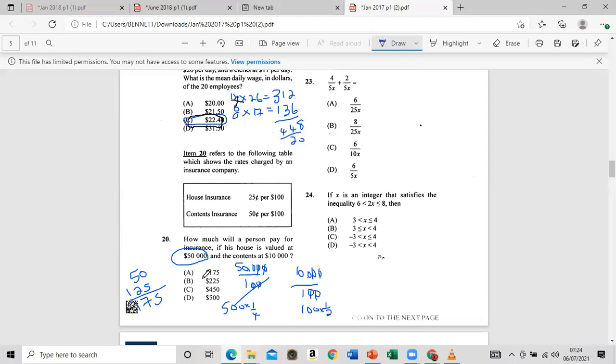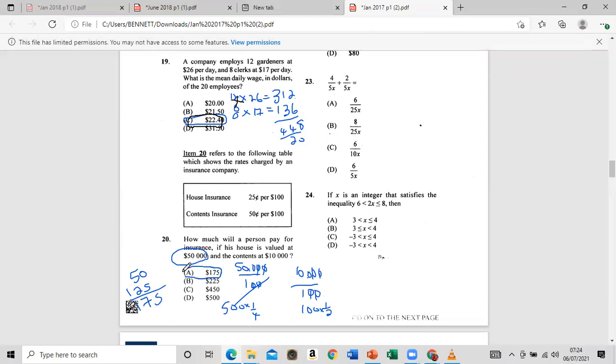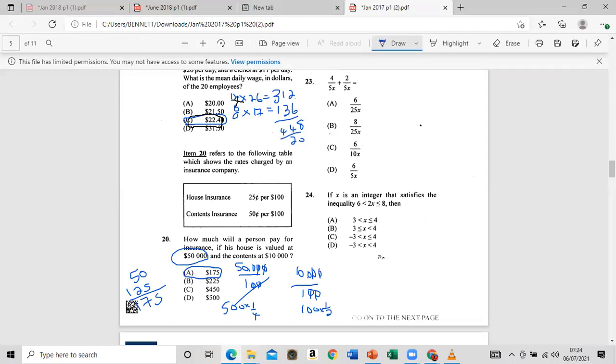And that's all. Remember, in the exam you want to use the easiest, quickest, safest method.